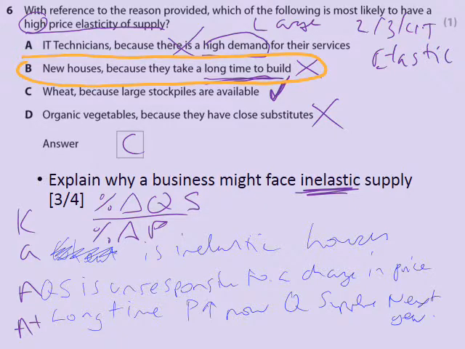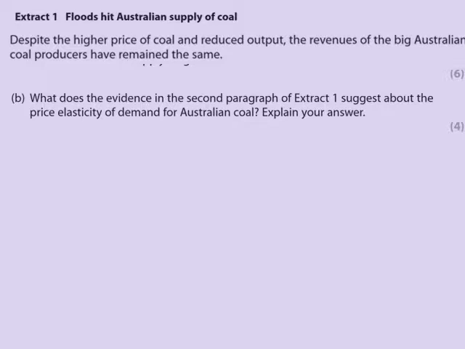And the reason for that is that you need specialist builders, you need planning permission, you need factors of production such as land, which take time as well. Okay. The last question from this exam paper was within the case study, and it said, what does the evidence in the second paragraph of extract 1 suggest about the price elasticity of demand for Australian coal? Explain your answer. So it's a 4-marker.